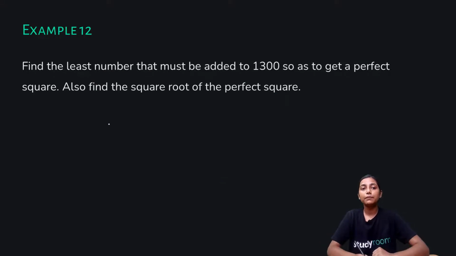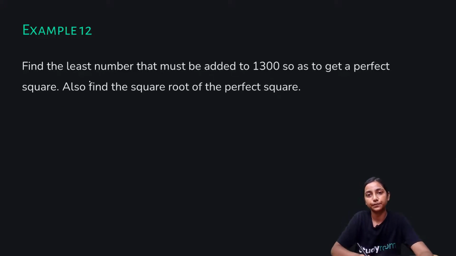We have one more example. In example number 12, it's written: find the least number that must be added to 1300. That is, we need to add the least number to 1300 in order to get a perfect square. We're not going to subtract any number now, but we need to find the least number that when added to 1300 gives us a perfect square. Also find the square root of that perfect square.